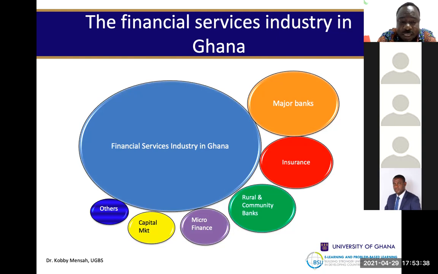Now, the sizes depict the level of intensity or the size of the market that we have. We know that the universal banks are the major ones in this country. Obviously, the insurance, the rural and community banks, the microfinance, the savings and loans, but we put microfinance as the most popular. And then the capital market, and the others, as the sector looks.